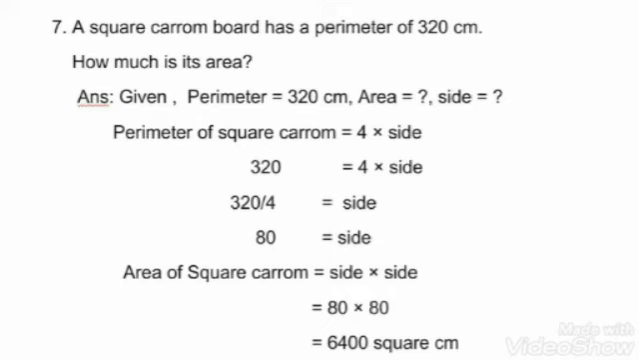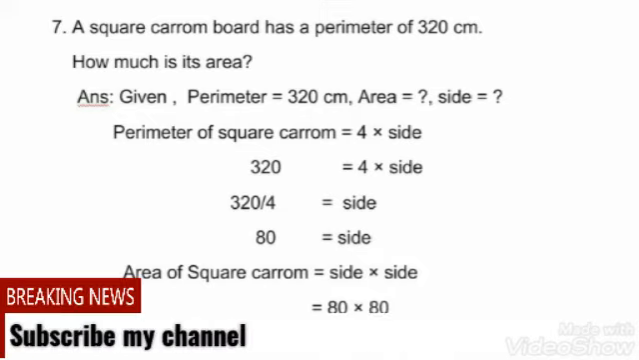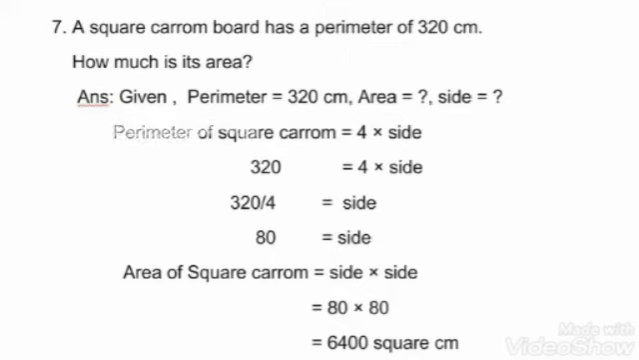Okay, you see in this problem, perimeter is given, they are asking area. So, from perimeter you can find side, from the side you can find area. So, all these problems are based on this. Okay, have you understood this?